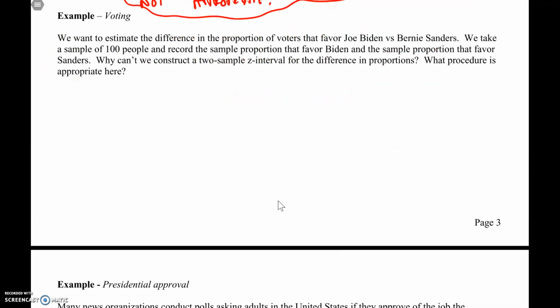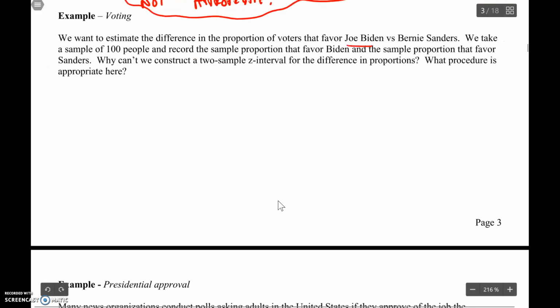Example, voting. We want to estimate the difference in the population of voters that favor Joe Biden versus Bernie Sanders. We take a sample of 100 people and record the sample proportion that favor Biden and the sample proportion that favor Sanders. Why can't we construct a two-sample z interval for the difference in proportions? What procedure is appropriate? Well, first of all, we're not going to conduct a two-sample because we don't have two samples. We have only one sample. So a two-sample is not appropriate here. But it kind of sounds like it might be appropriate because you're looking at a proportion that favor Biden versus a proportion that favor Sanders.